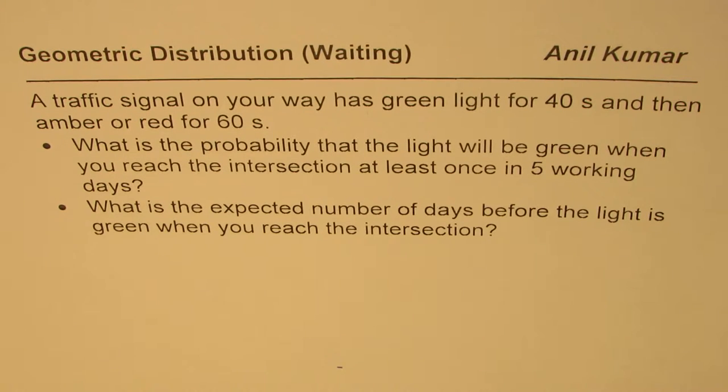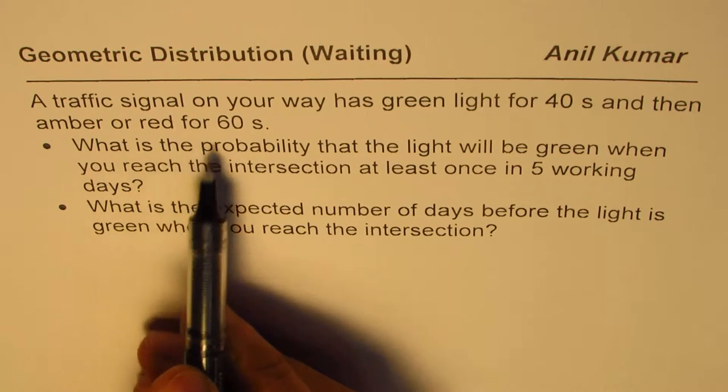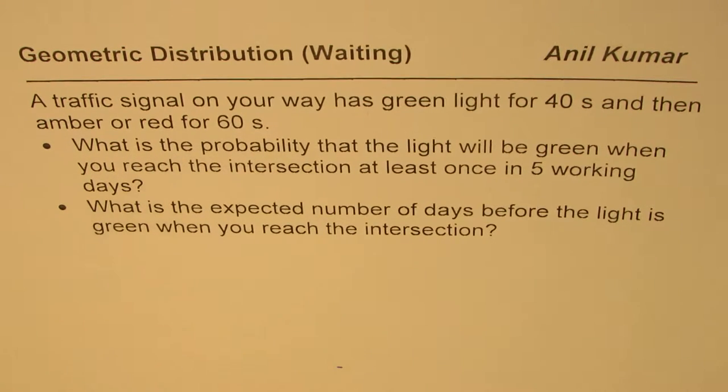The question here is, a traffic signal on your way has green light for 40 seconds and then amber or red for 60 seconds. What is the probability that light will be green when you reach the intersection at least once in 5 working days? Second part of the question is, what is the expected number of days before the light is green when you reach the intersection? Now let us see how to solve such questions.